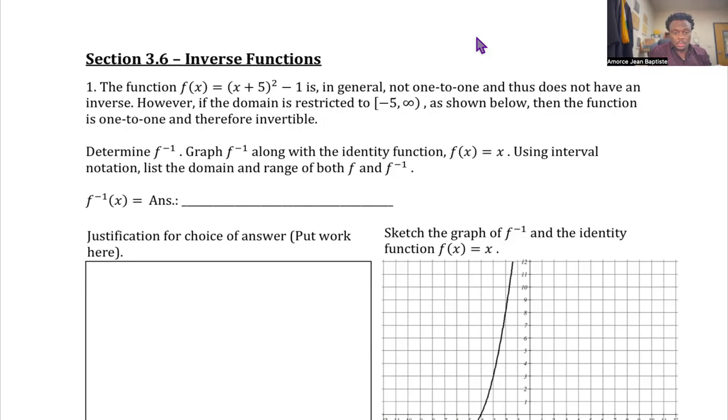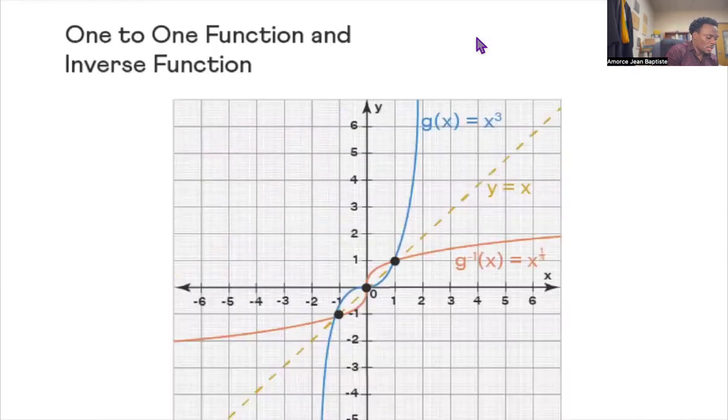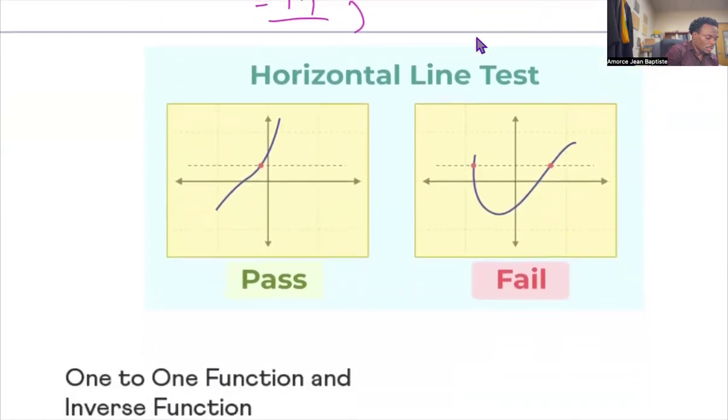But not all functions have an inverse. So we need to know why and determine the conditions on a function in order to be qualified to have an inverse. So first, let's look at one-to-one functions. A one-to-one function is a function. First, it needs to be a function, meaning that you're looking at the graph of such a function. To be a function, it needs to pass the vertical line test.